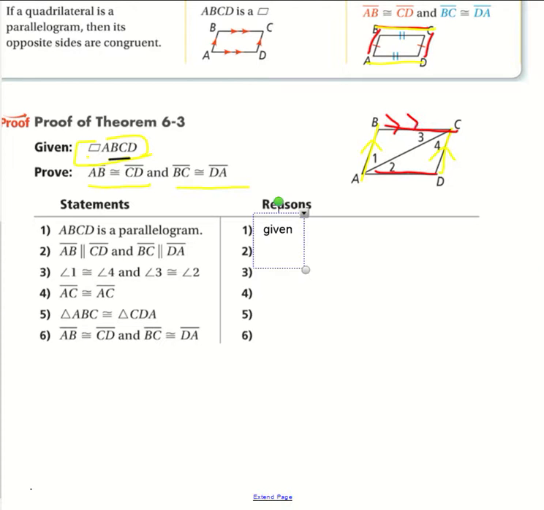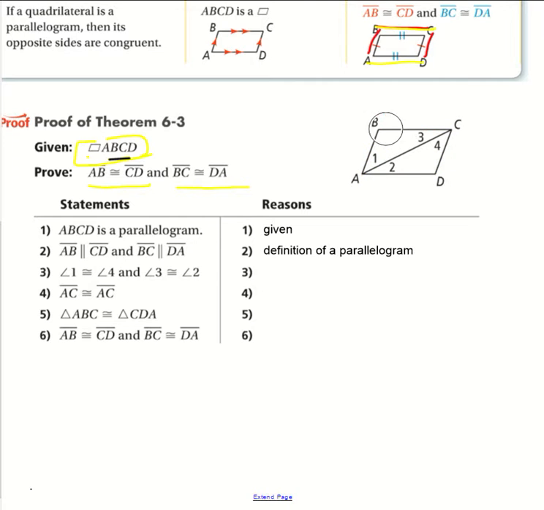Well, that would mean that. How can you know that? Well, if you think about this is a parallelogram, what does it mean to be a parallelogram? It means that your opposite sides are parallel. So that is by the definition of a parallelogram.